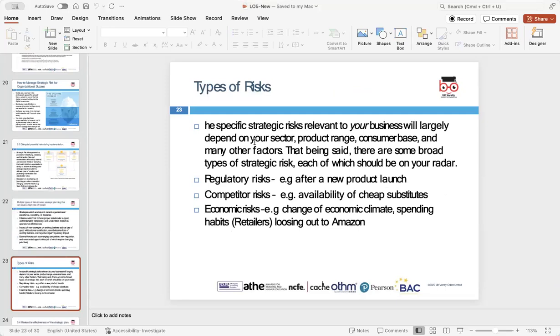Types of strategic risk. Different sectors and industries face various types of strategic risk. The specific risks relevant to a business depend on factors such as the sector, product range, and consumer base. However, there are some broad categories of strategic risks that all organizations should consider.